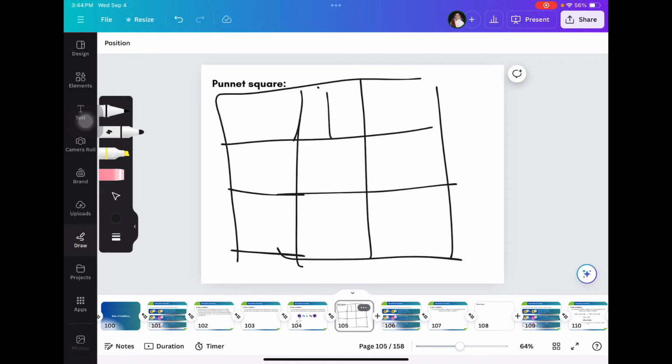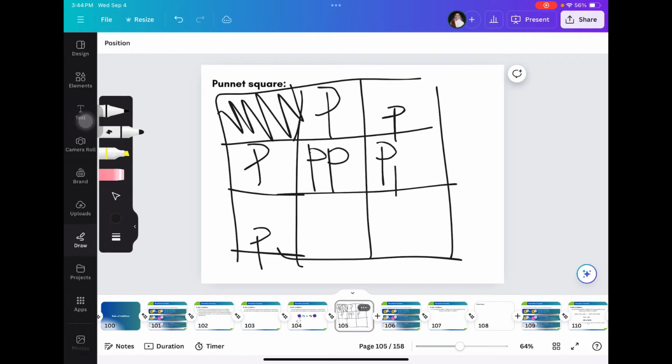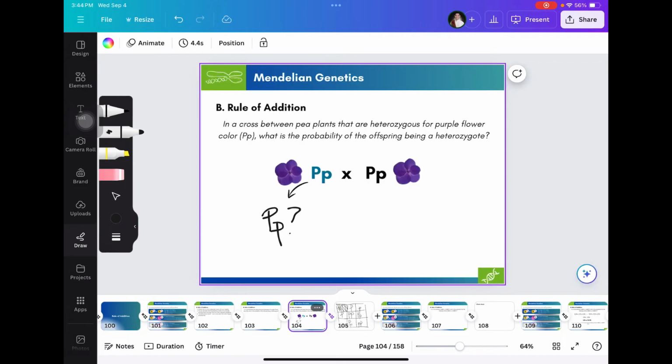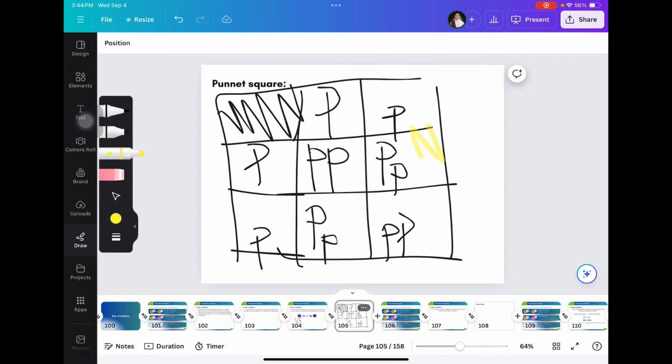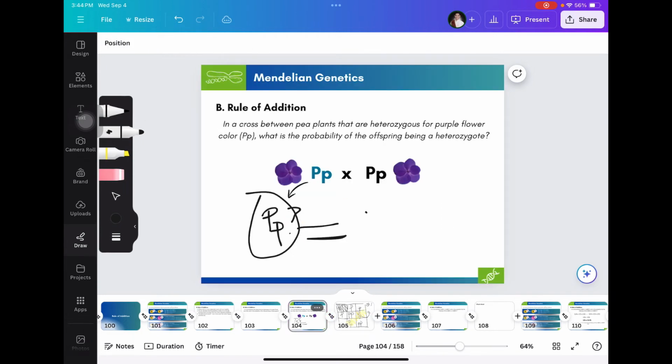So I have here P, homozygous dominant, heterozygous, homozygous recessive. So the question is asking about this heterozygous, which is technically this. By percentage, it is 50%. So the answer here is 50% or 1/2.